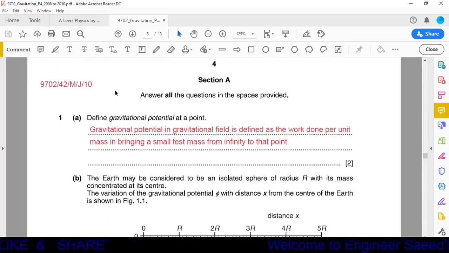Next question, it is from May June 10, paper 4 and variant 2. Define gravitational potential at a point. Gravitational potential in gravitational field is defined as the work done per unit mass in bringing a small test mass from infinity to that point.